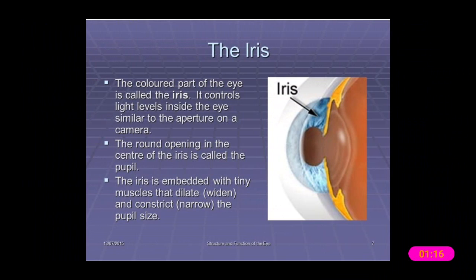Iris. The colored part of the eye is called the iris. It controls light levels inside the eye, similar to the aperture on a camera. The round opening in the center of the iris is called the pupil. The iris is embedded with tiny muscles that dilate and constrict the pupil size.